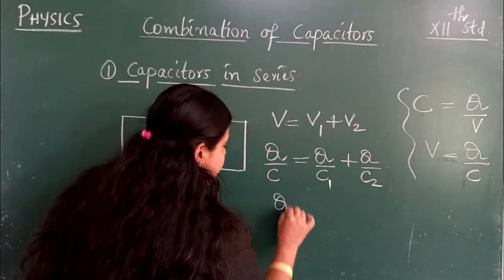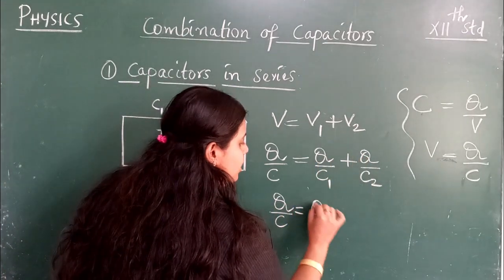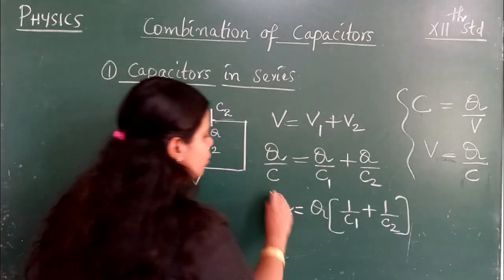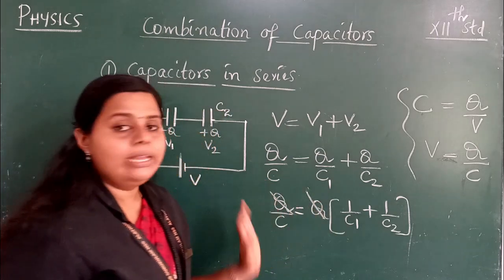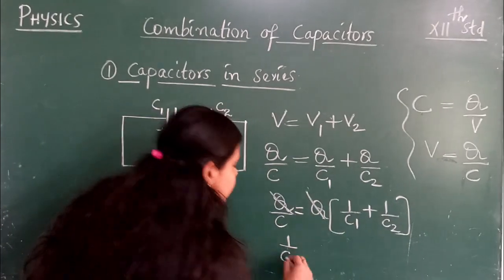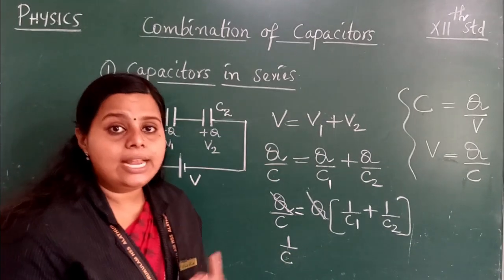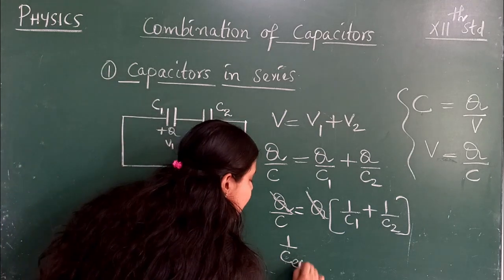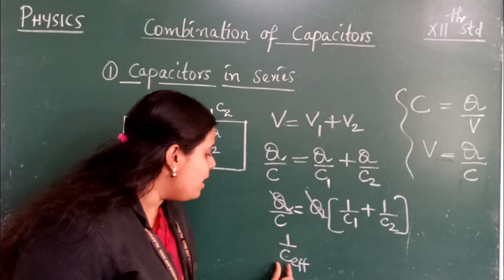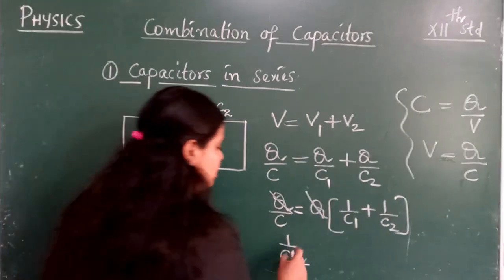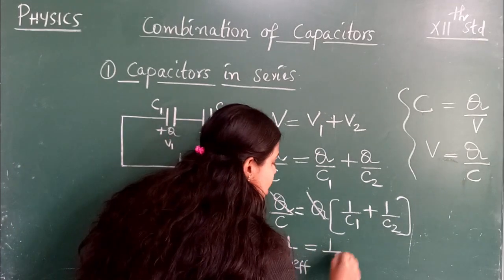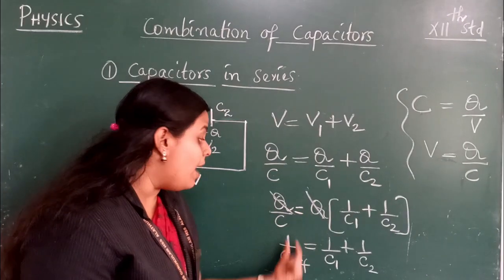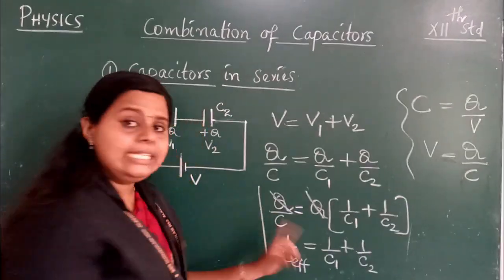Or from this expression we can write Q by C is equal to Q, taking Q common, Q into 1 by C1 plus 1 by C2. So Q gets cancelled, as Q appears on both the LHS and RHS. So 1 by C. Actually this 1 by C, that is the total capacitance. Right, here this C is the total capacitance. The total capacitance is called the effective capacitance, which is denoted by C effective. So 1 by C effective is equal to 1 by C1 plus 1 by C2. So this is the expression for 1 by C effective, but we have to calculate C effective, right?